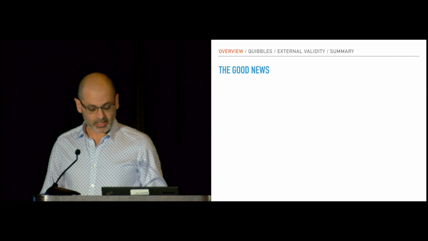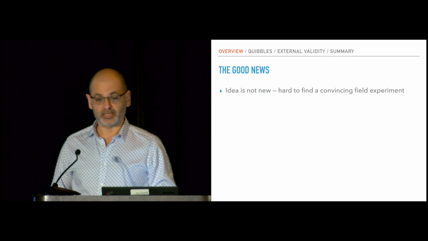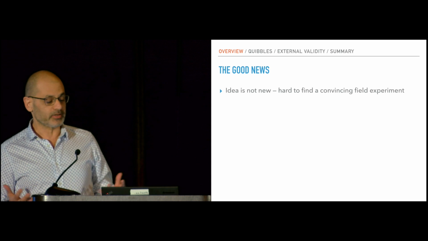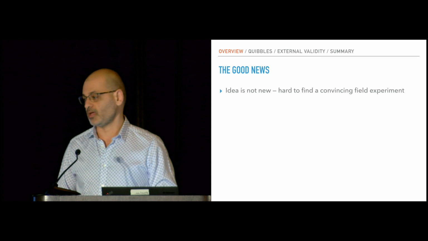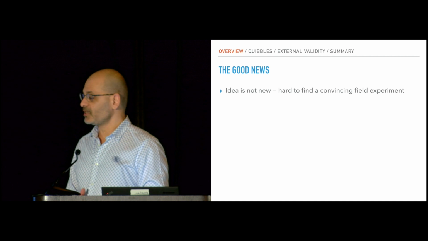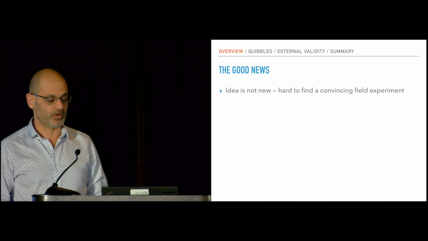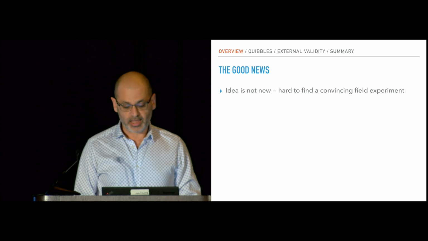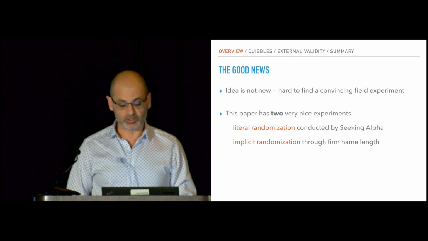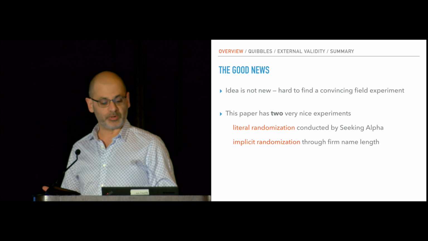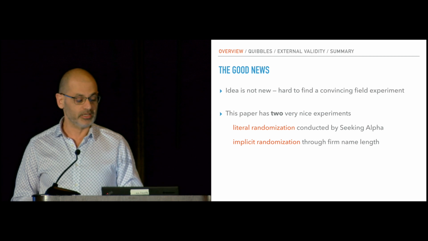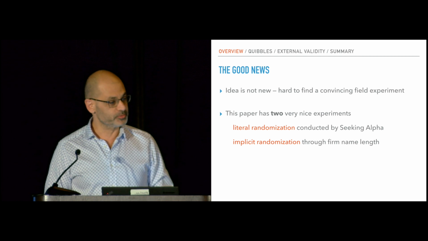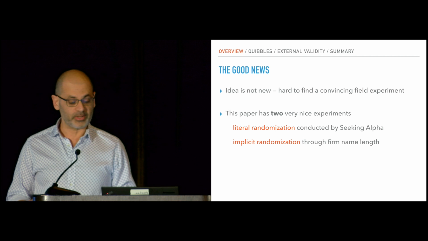So the good news is that it's a really simple and nice idea. The problem, as Tarik explained, is that it's really hard to find field experiments that will control for everything that we would be concerned about. And so this paper has not just one such experiment, but 2 experiments, right? One is the literal randomization introduced by Seeking Alpha, which I think is really cool. And the other one is the simplicity randomization through firm name length.